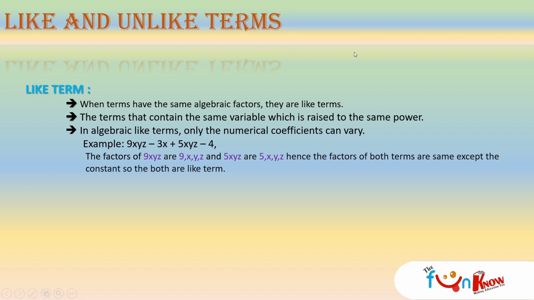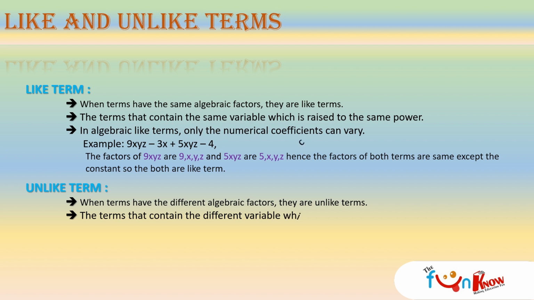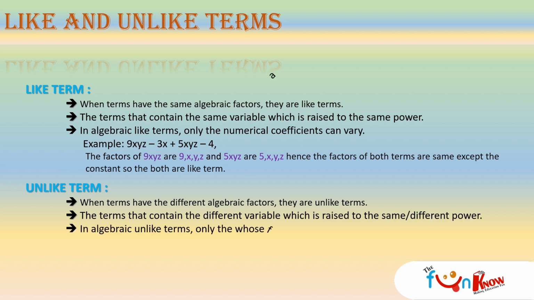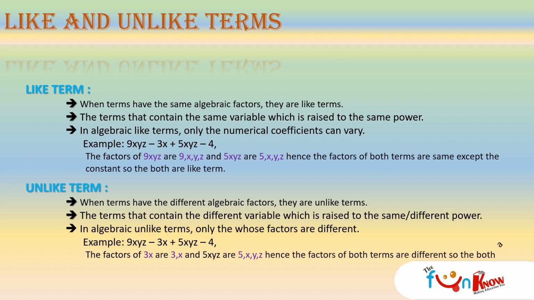Terms which have the same raised power. As you can see, both the terms have the same raised power, that is 1, nothing is there, and they are like, means the variables are the same, xyz and xyz. That's why 9xyz and 5xyz are like terms. Now, we have seen like terms, we'll understand what you mean by unlike terms. So, when terms have different factors, students, it is known as unlike term.